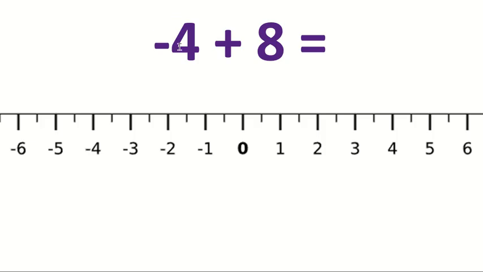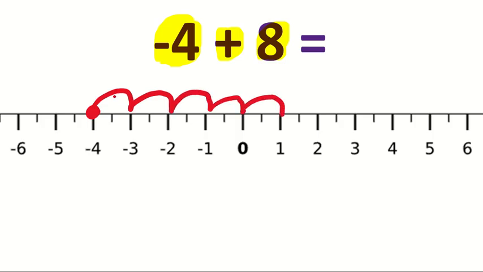Now let's try this bad boy. Once again, we're going to put our dot over the number to the left. We're going to look at our sign. It says plus a +8. So we're going to go 8 units to the right. 1, 2, 3, 4, 5, 6, 7, 8. Thus, -4 plus 8 is a +4.